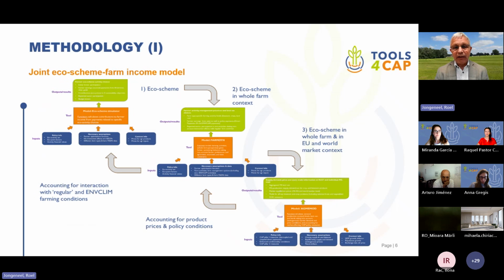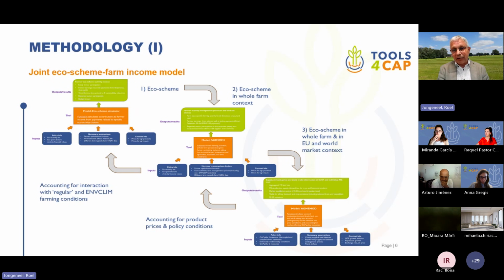So what we did actually, we started to analyze it, as you see demonstrated in the top left corner of this slide. We started with studying the eco-scheme simulator from the paying agency. Then we added to that a farm model. So we linked the eco-scheme system to the farm model, and the main aim was to better integrate the eco-scheme activities with respect to the farm activities. How would they fit into farming practices?